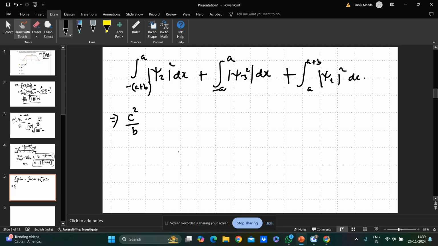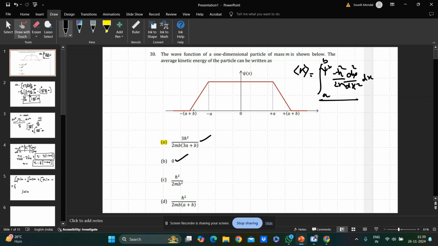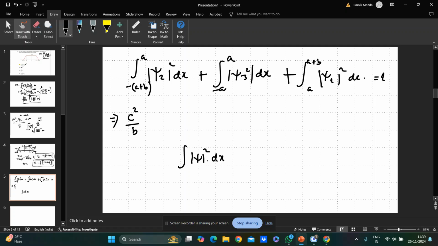Let me tell you one thing, that this normalization condition is the integral of mod psi squared dx. Now you may think why I separated this. It is for different limits of x. For this region psi is psi 2, for this region psi is psi 3, and for this region psi is psi 1. So I separated it like this. The normal formula is the integral of mod psi square dx, and for different regions I separate like this.